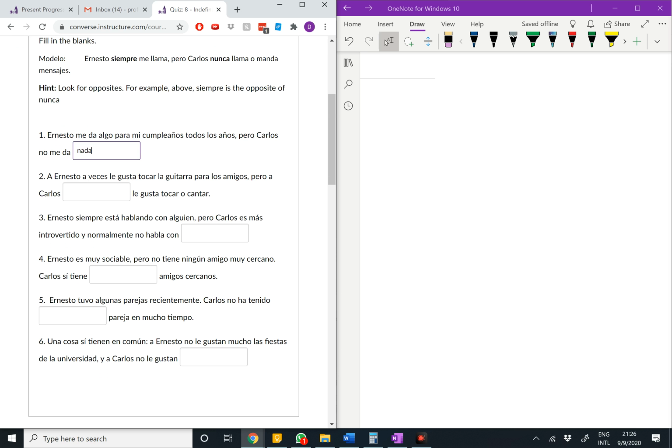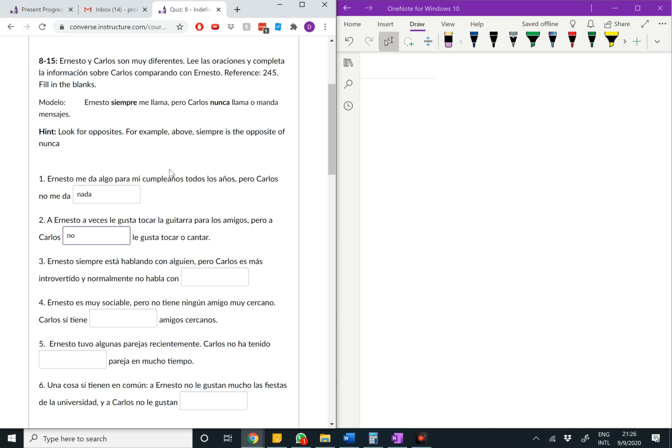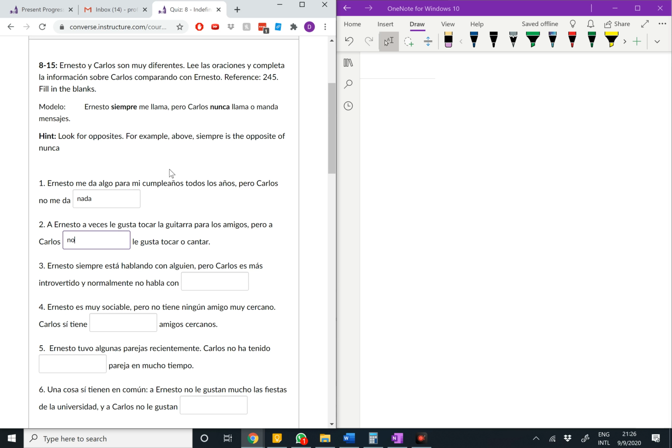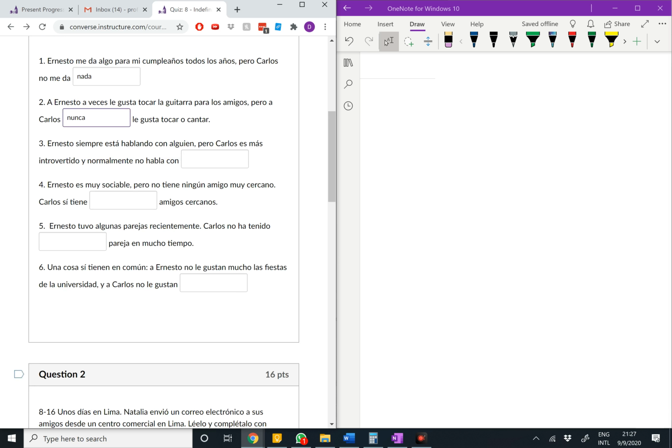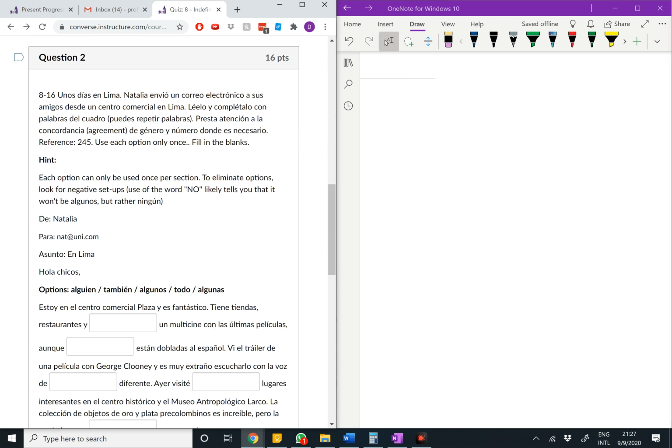A Ernesto a veces le gusta tocar la guitarra para los amigos, pero a Carlos, what would we put in here? So Ernesto likes to sometimes play the guitar for his friends, but Carlos no le gusta tocar ni cantar. So no should go in there. Actually, let me double check that. Okay, I'm glad I double checked that. So he sometimes likes to play. What would be the opposite of sometimes? Never, nunca. Le gusta tocar o cantar, etc. So try to look for opposites as much as you can in that question.